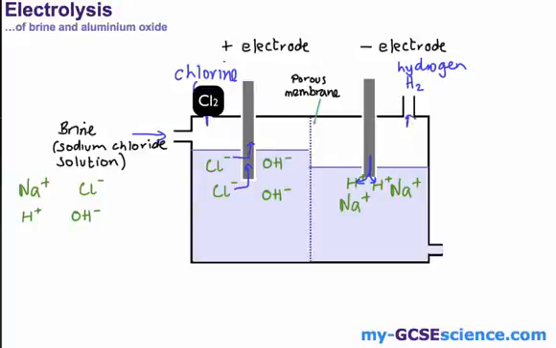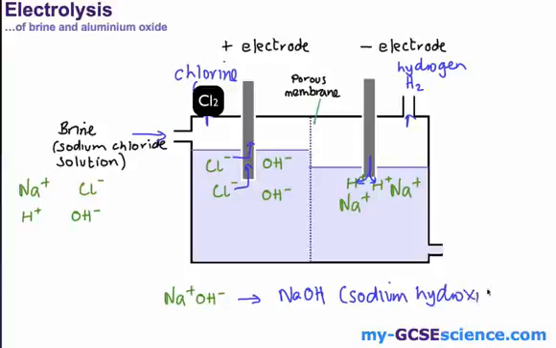That leaves these two ions, sodium and hydroxide, which are still in the solution, and those two can actually combine to produce sodium hydroxide, NaOH. Okay, so this process can be kept running, and you can happily produce these three products by this process.